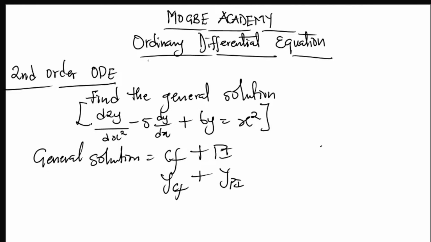Now, let's solve this. The first thing you do is to check if your equation is homogeneous or not. You always tell your examiner that this equation is homogeneous, or this equation is not homogeneous. From what we have here, our given equation is not homogeneous. Why is it not homogeneous? Because it is not equated to 0.